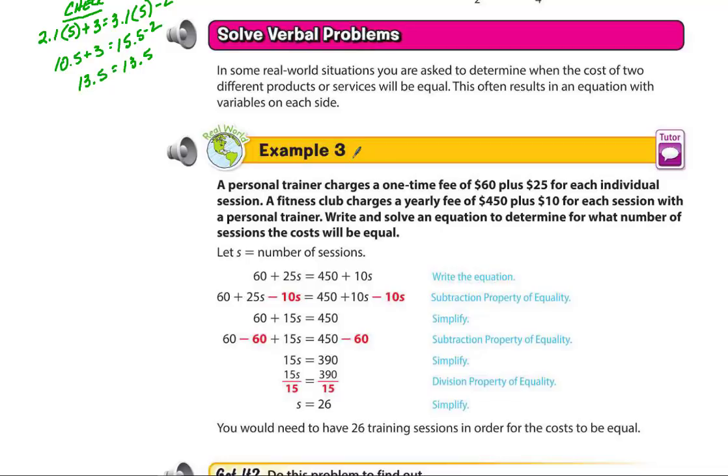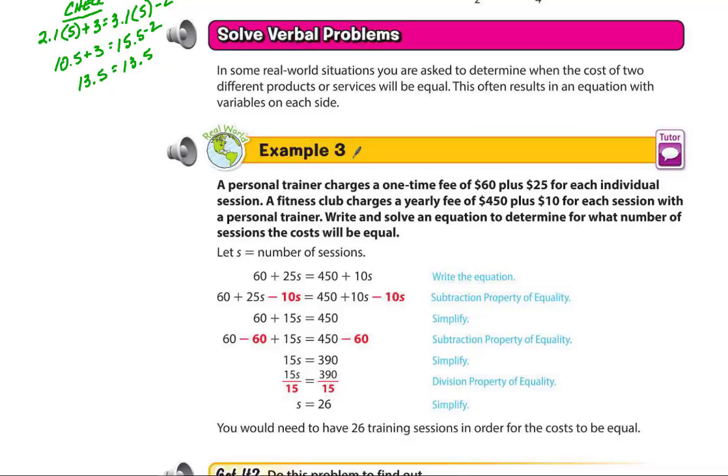There's one personal trainer who charges a one-time fee of $60 and $25 for each session. A fitness club charges a yearly fee of $450. Wow, it's a whole lot more, but only $10 for each session. So write and solve an equation to determine for what number of sessions the cost will be equal.